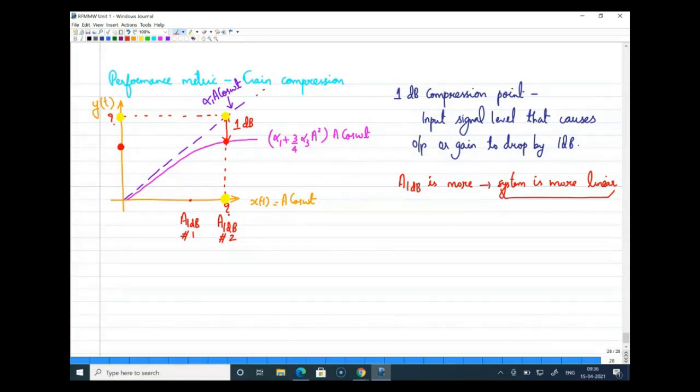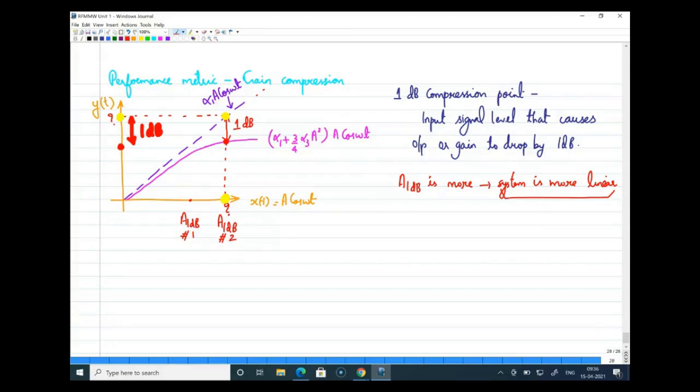That means you can definitely see, whenever you are seeing this kind, I'm taking this measure as 1 dB. Now, whenever you see a 1 dB fall or 1 dB drop in your output at a specific input level, that point is called the 1 dB compression point, right?